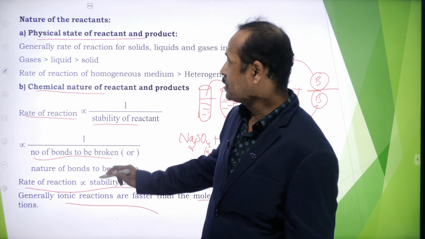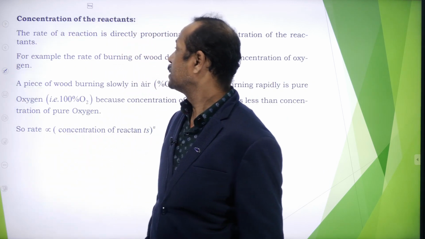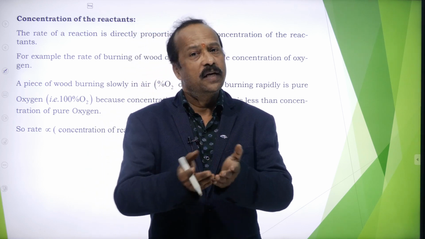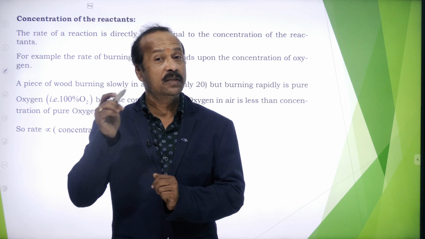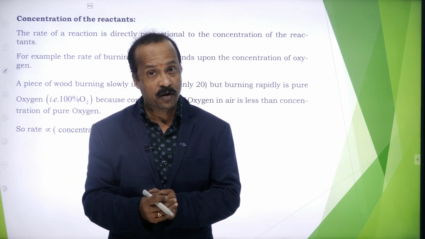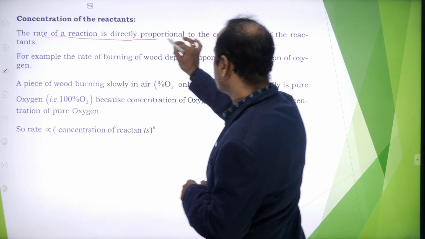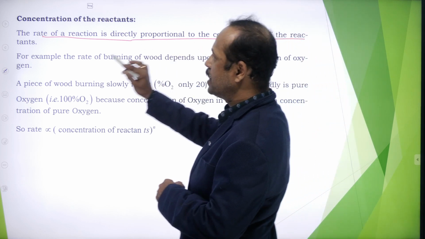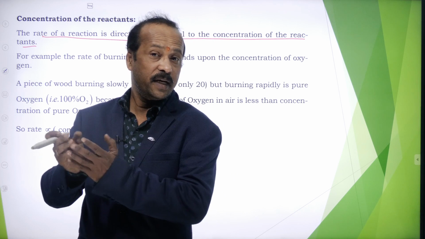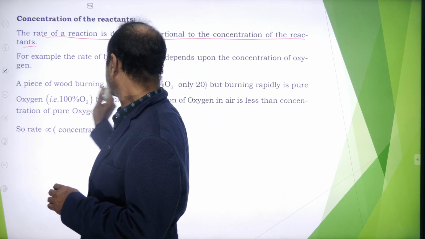Clear? So that is about the nature of reactants. Then come to the concentration of the reactants. As the concentration increases, the rate of reaction increases. So the concentration of the reactants is directly proportional to the rate of reaction. Means what? As the concentration increases, the rate of reaction also increases. This is very simple. And here some examples are given.